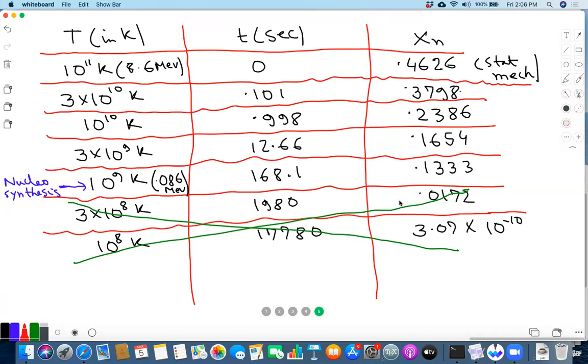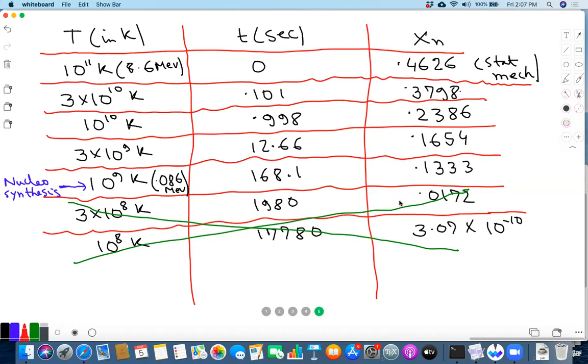Shouldn't our initial data have been something like t equals 0, Xn being 0.5? Initial data should have been Xn equal 0.5, like half. Well, at sufficiently high temperature, indeed Xn would have been 0.5.